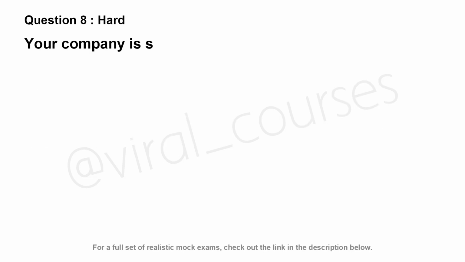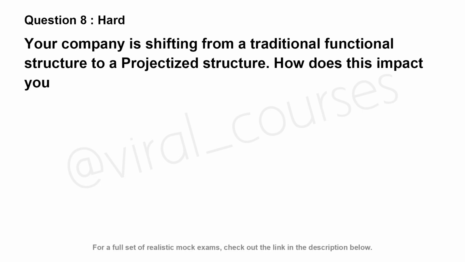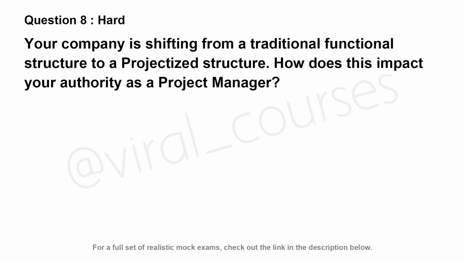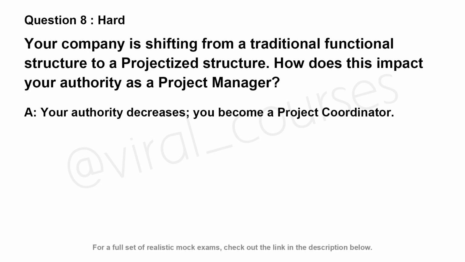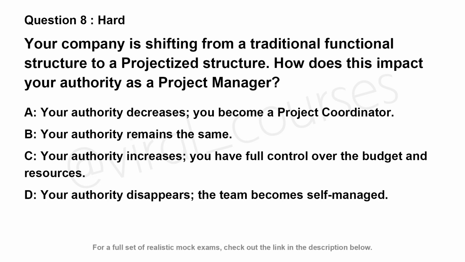Your company is shifting from a traditional functional structure to a projectized structure. How does this impact your authority as a project manager? Option A. Your authority decreases. You become a project coordinator. Option B. Your authority remains the same. Option C. Your authority increases. You have full control over the budget and resources. Option D. Your authority disappears. The team becomes self-managed.